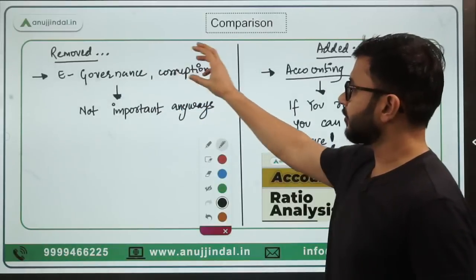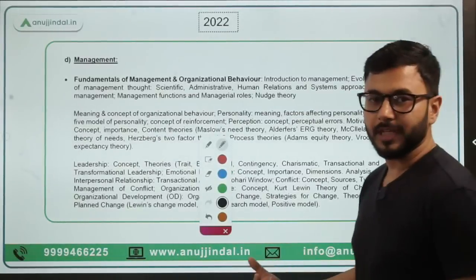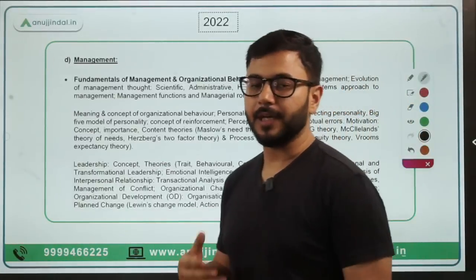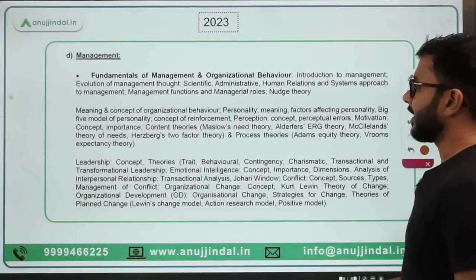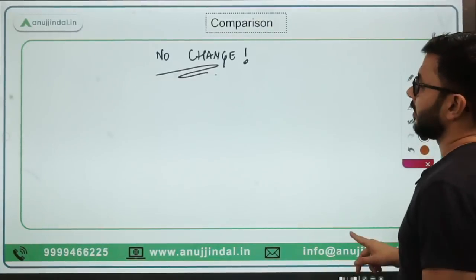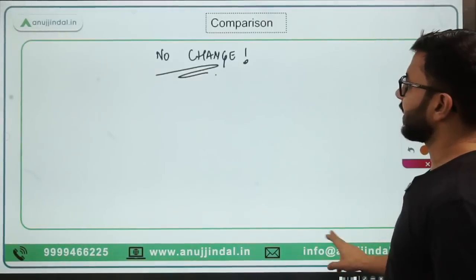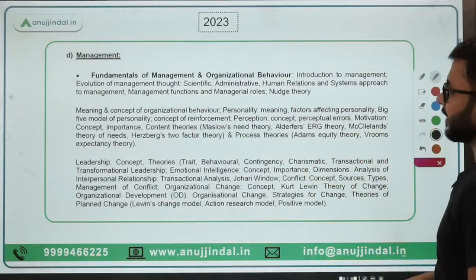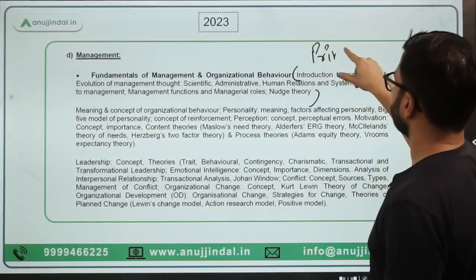As I said, e-governance and corruption have been removed, so not important anymore, and it was not important anyway in the past as well. So there you are not getting much advantage, to be very honest. Let's come to management now. In management, there has been no change at all. What are we doing? We are focusing upon, when we talk about fundamentals of management and organization behavior, this is all about principles of management.